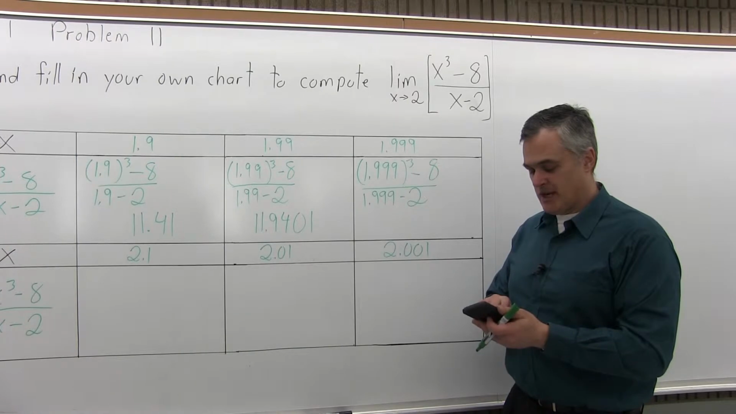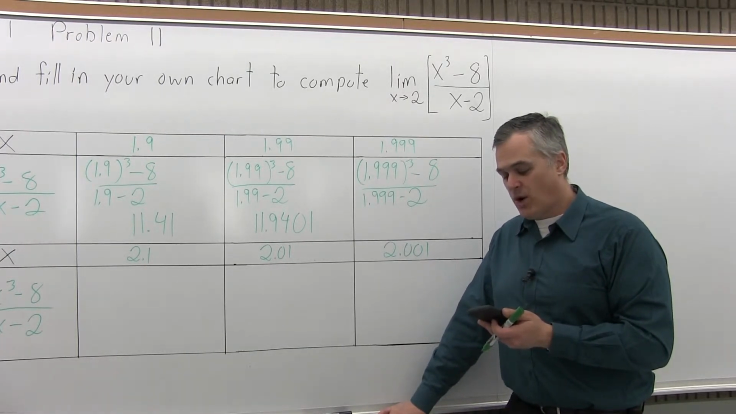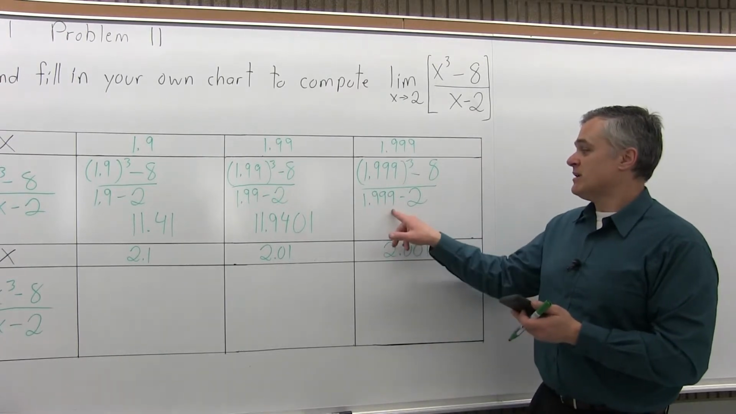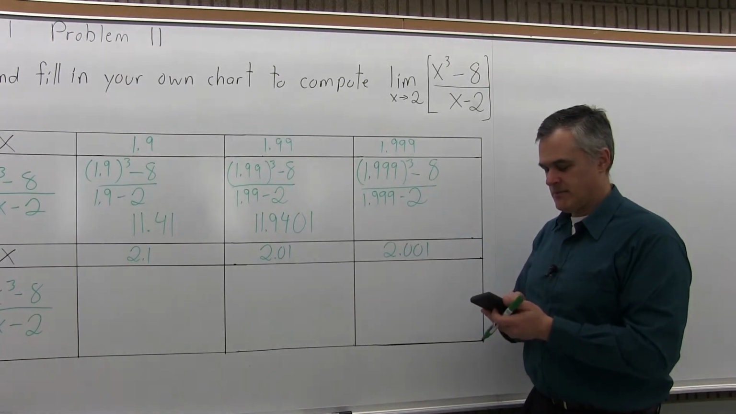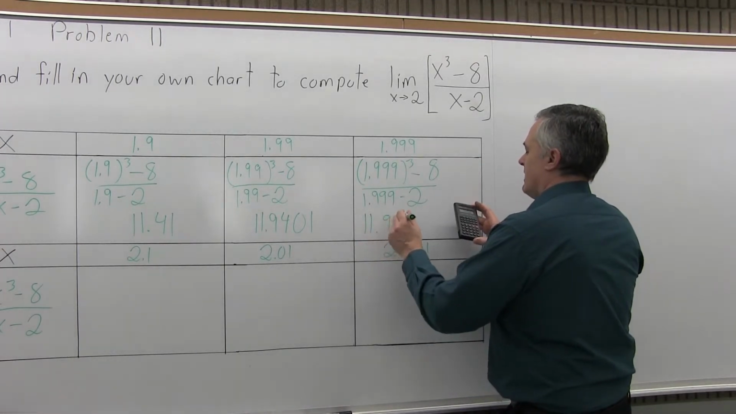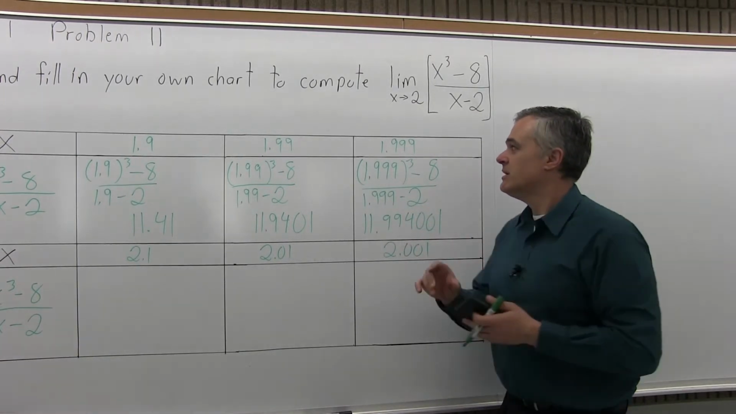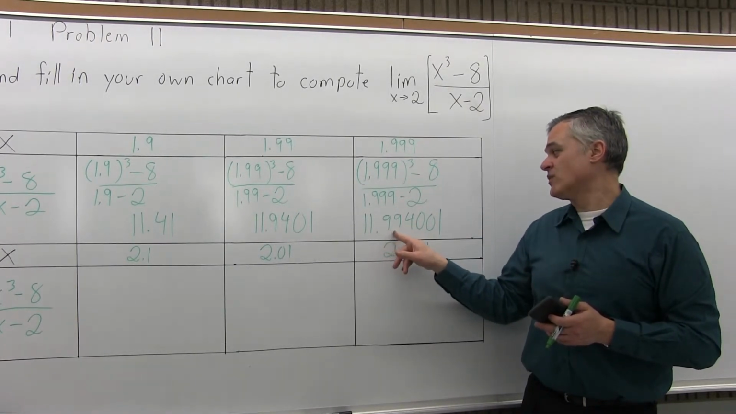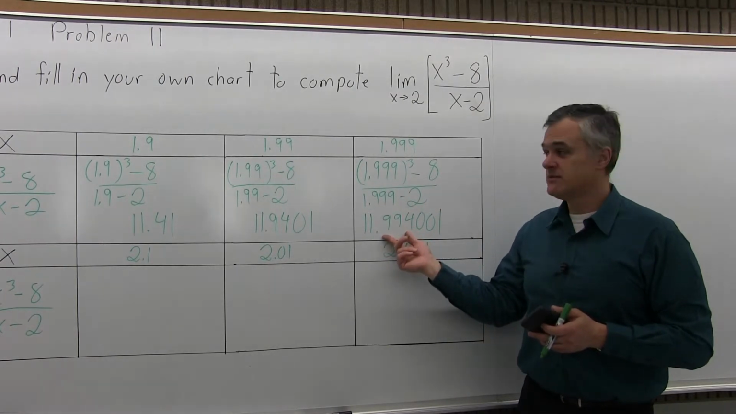I'm going to subtract 8 from that answer. Leave the answer on the screen. Do minus 8 equals, I get negative 0.011994001. I'll divide that result by, I can see it's going to be negative 0.001. And the answer comes out to 11.994001. So if I put in a 1.999 for x, I get out an 11.994001 for y. So it seems that my output is approaching 12.